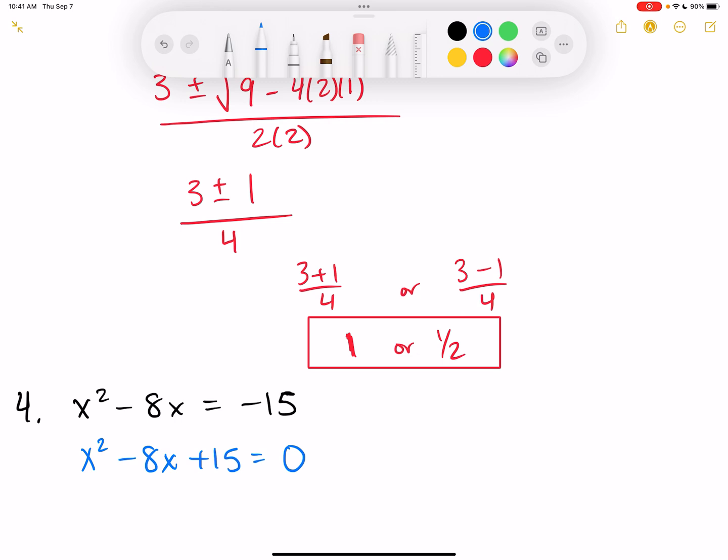What are we plugging into? Y equals. Just not the equal 0 part, just the x squared minus 8x plus 15. Oh, and because you're probably still in Zoom Stat, you're going to need to go to Zoom 6 for Zoom Standard when you graph it.